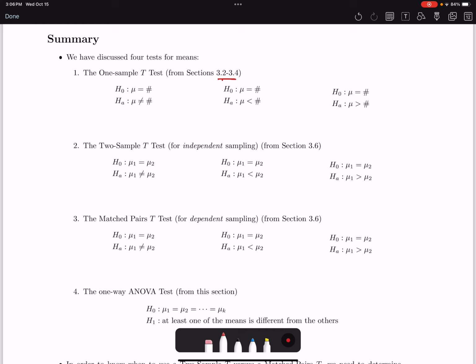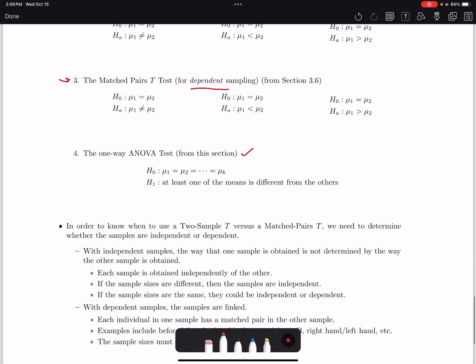Okay, and then we talked about two different kinds of tests if you're going to be comparing two means. One of them was the two sample t-test, and that was for independent sampling. And then another one was the matched pairs t-test, and that was for dependent sampling. So if you want to do a test where you're only looking at one group, you run a one sample t-test. If you want to do a test where you're comparing two groups, then you're going to have to decide, are the samples independent or dependent? And finally, if you want to run a test where you are comparing more than two means, then you would run the ANOVA that we talked about in this section.